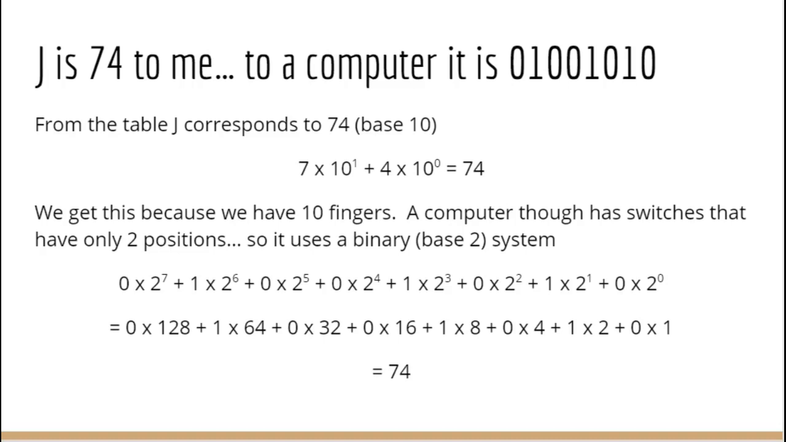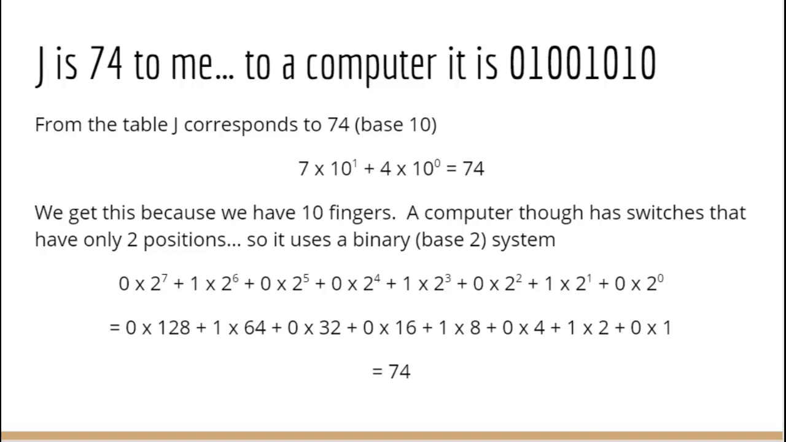So if I do those exponents, 2 to the 7th is 128, so this is 0 times 128, plus 1 times 64, plus 0 times 32, plus 0 times 16, plus 1 times 8, plus 0 times 4, plus 1 times 2, plus 0 times 1, which is 64, plus 8, plus 2, which happens to add up to, lo and behold, 74. So the way I write 74 is to write a 7 and a 4. The way the computer is going to write 7, 4 is off, on, off, on, off.